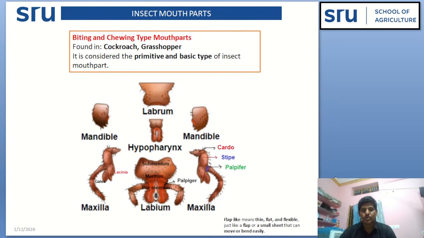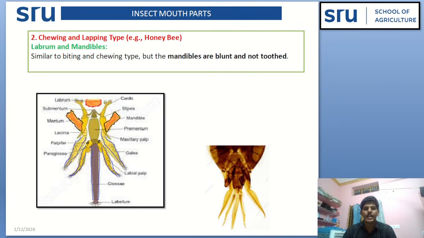Biting and chewing type of mouthpart is found in cockroach and grasshopper, and this mouthpart is considered the primitive and basic type of insect mouthpart. Biting and chewing type of mouthpart contains labrum, mandible, hypopharynx, maxillae, labium, and labial palp. Chewing and lapping type of mouthpart is present in honeybees. It is similar to biting and chewing type, but the mandibles are blunt and not toothed in case of chewing and lapping type of mouthpart in honeybees.